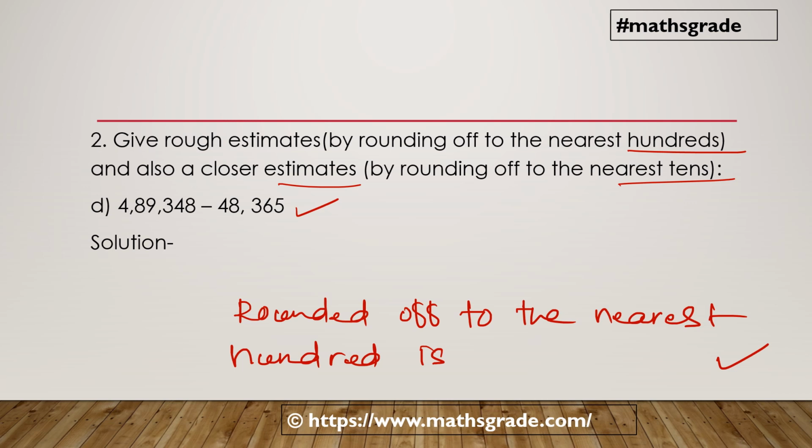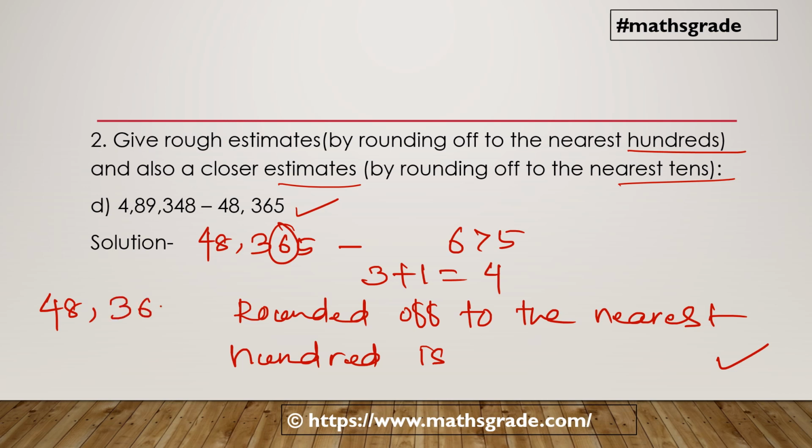Now 48,365 rounded off to the nearest 100. In 48,365, the tens place digit is 6 and 6 is more than 5. So just add 1 to the hundreds place digit, that is 3 plus 1 is 4. So 48,365 rounded off to the nearest 100 will be 48,400. This 3 changes to 4, and then 0, 0, 48,400.